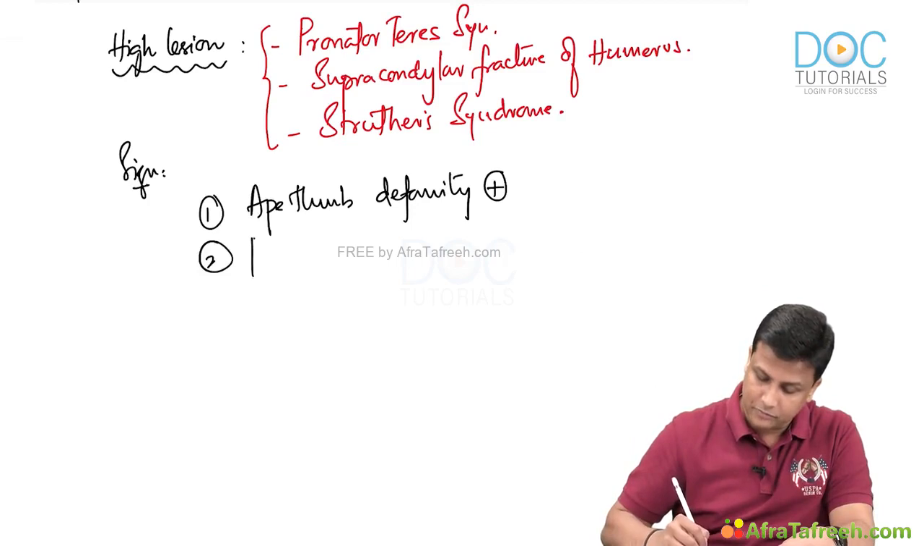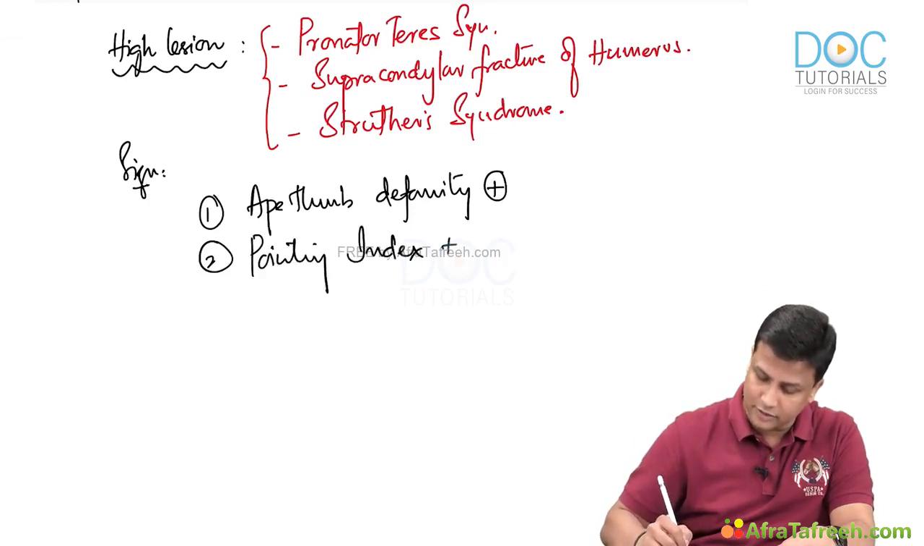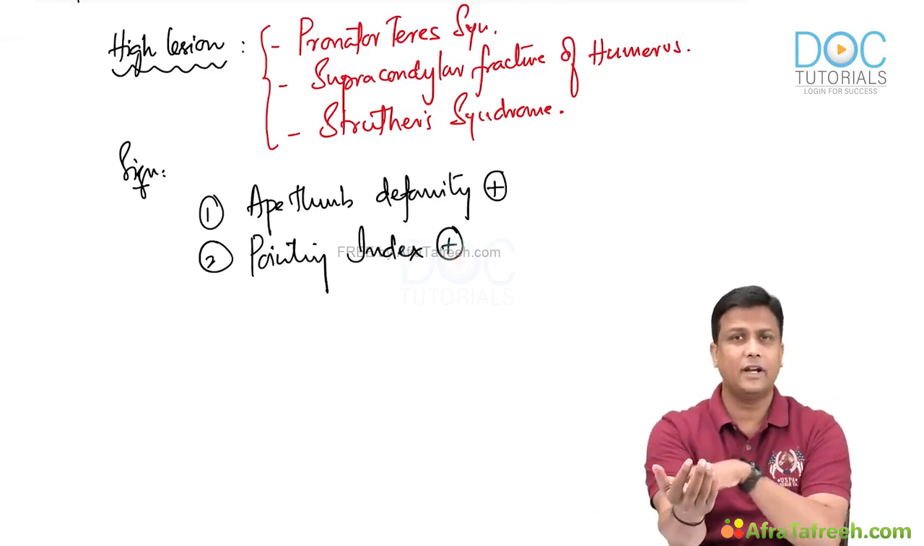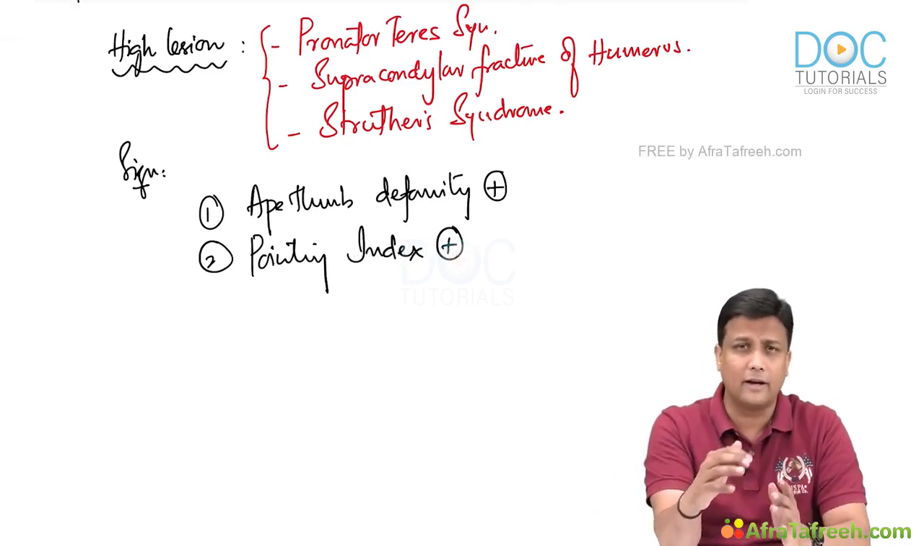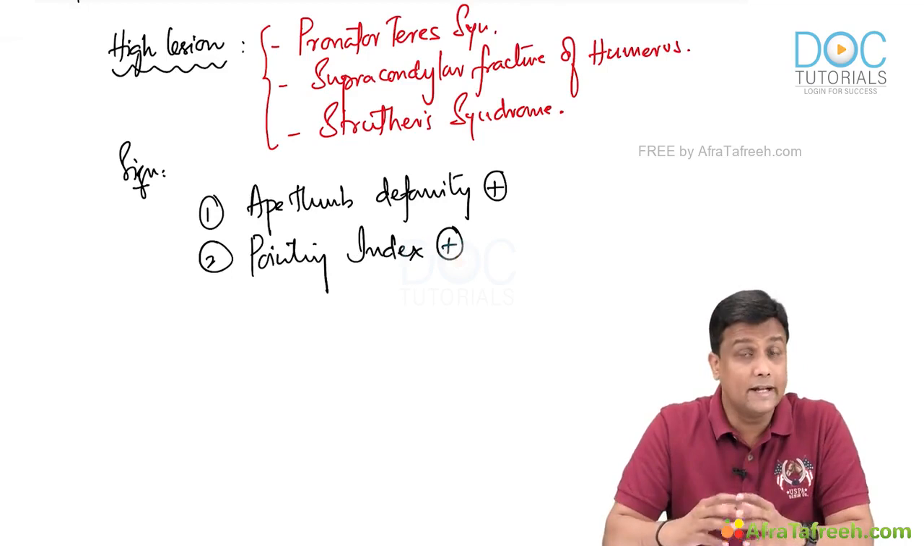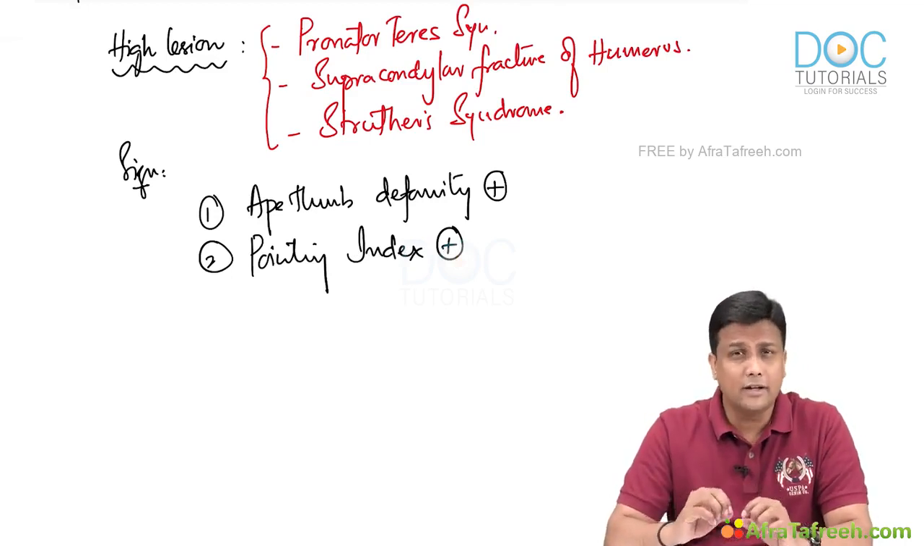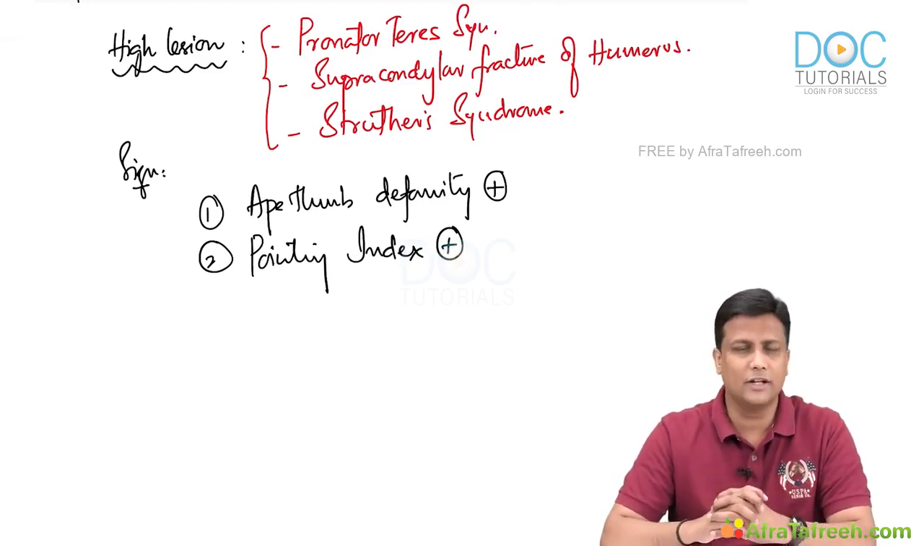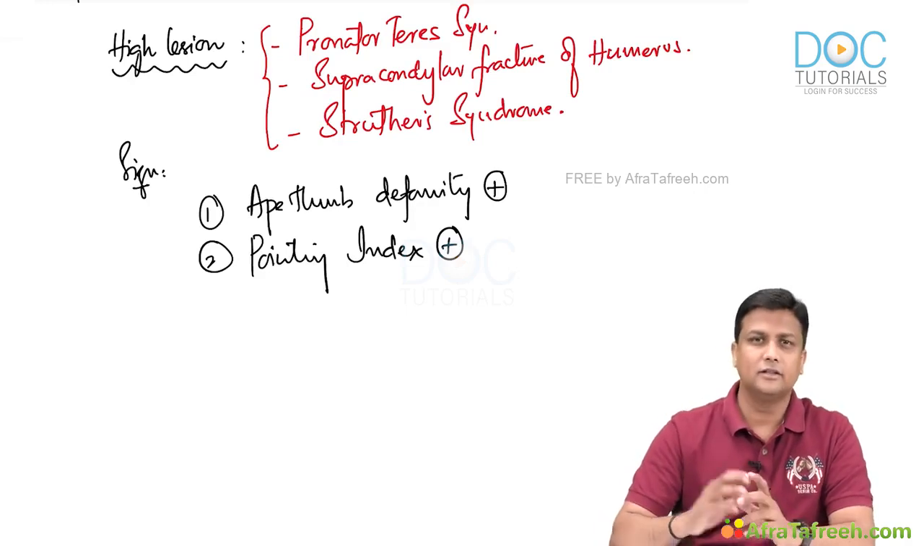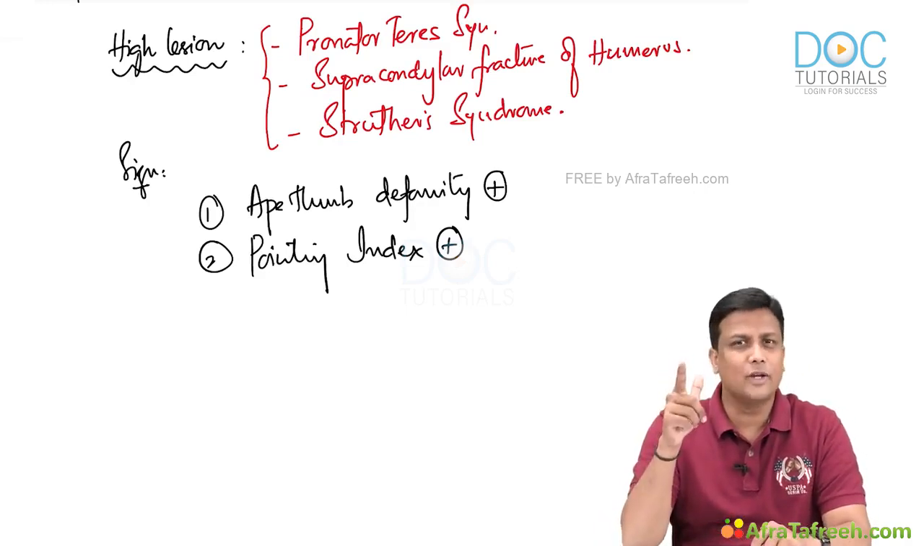Number 2, what about the pointing index? Yes, the pointing index will also be there because the FDP muscle on the lateral half has been paralyzed. That is why even the pointing index will be there. But you have to be really careful here. Most of the students during the live classes question a lot. The pointing index looks almost like the ulnar claw hand, the partial claw hand.